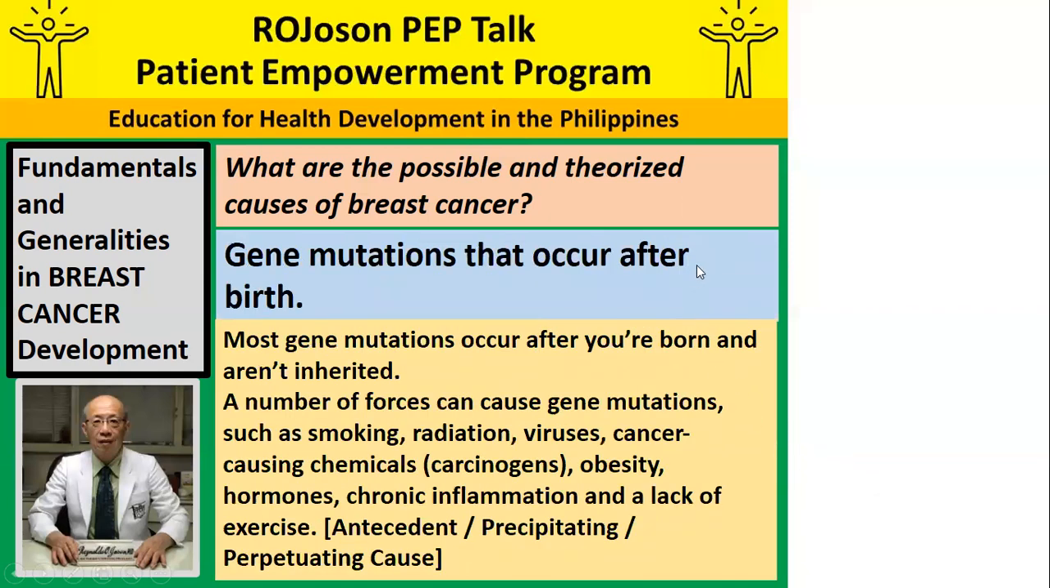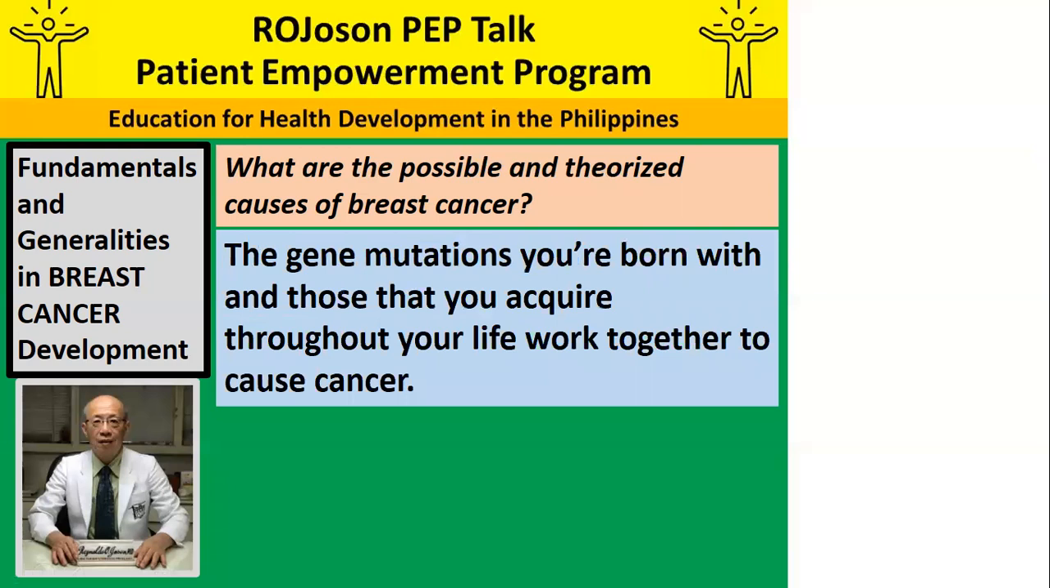Gene mutations that occur after birth. Most gene mutations occur after you're born and are not inherited. A number of forces can cause gene mutations after birth, such as smoking, radiation, viruses, cancer-causing chemicals, carcinogens, obesity, hormones, chronic inflammation, and lack of exercise. So these are the antecedent, precipitating, and perpetuating causes. The gene mutations you're born with and those you acquired throughout your life usually work together to cause cancer.